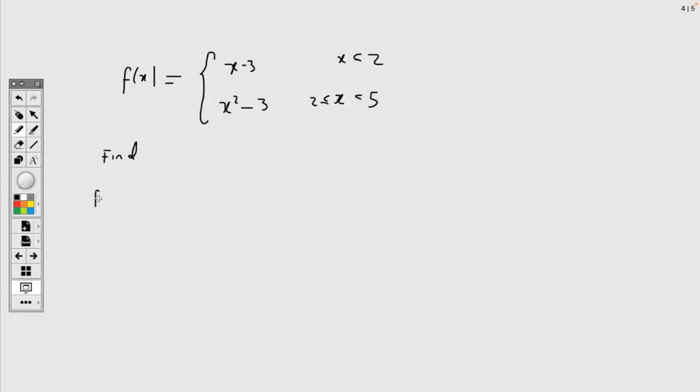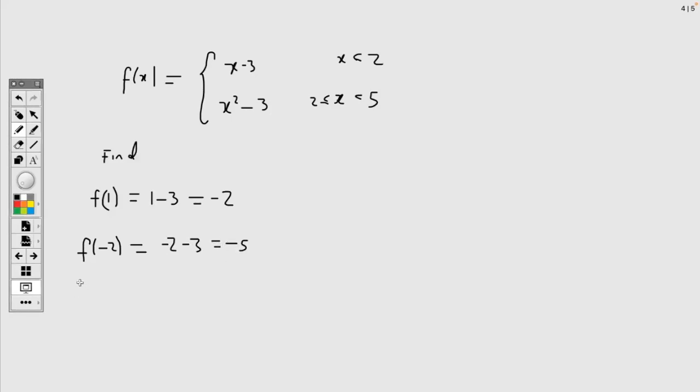So if I want to find f of 1, because of this symbol, it tells me 1 falls in this range. So that means I replace x with 1, so I have 1 minus 3, which gives me negative 2, because I use this function. If I have f of minus 2, negative 2 also falls in this range, so I'll use this function. So it will be minus 2 minus 3, so that is negative 5.